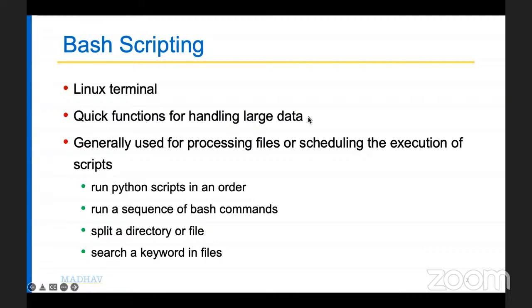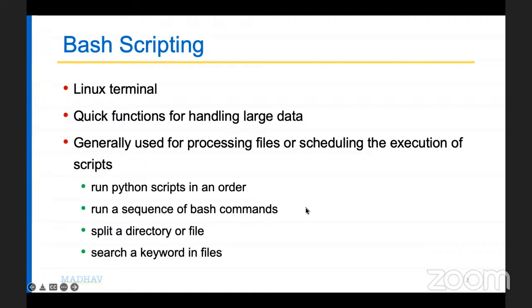You can organize them in folders, etc. It is generally used for processing files or scheduling the execution of scripts. You can run Python scripts in an order. Let's say you have to run 5 Python scripts. How will you run them sequentially one by one? With one click, using a bash script, you can run all of them one by one. Automatically the first Python script will be run, then the second, third, etc. So in order, and run a sequence of bash commands.